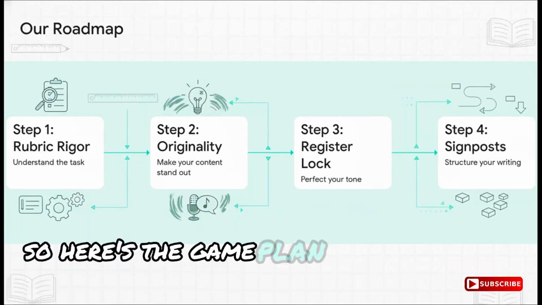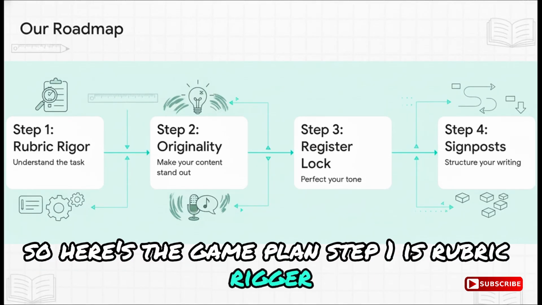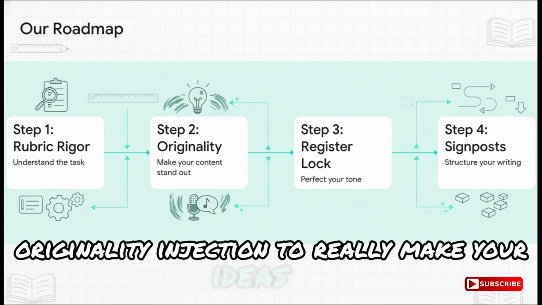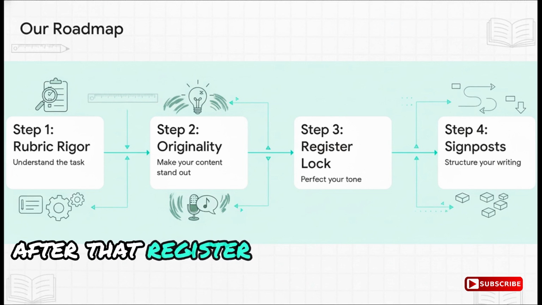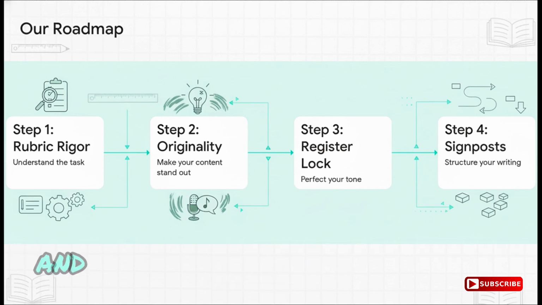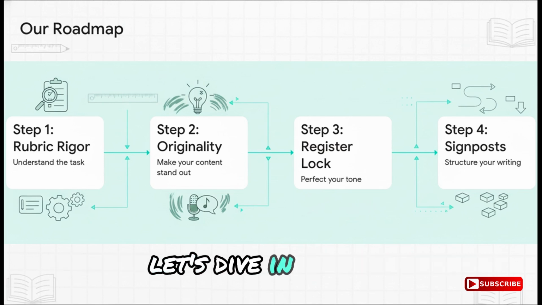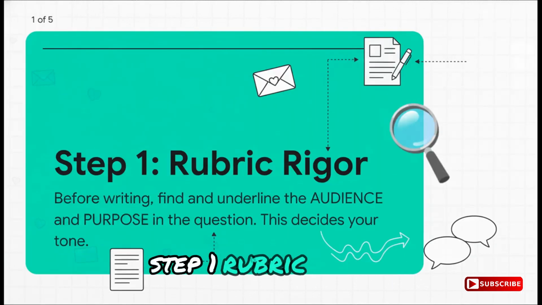Okay, so here's the game plan. Step 1 is rubric rigor. That's to get the basics down pat. Then, originality injection to really make your ideas pop. After that, register lock to get that tone just right. And we finish with signpost structure to make your writing super smooth. Let's dive in. All right, step 1, rubric rigor.